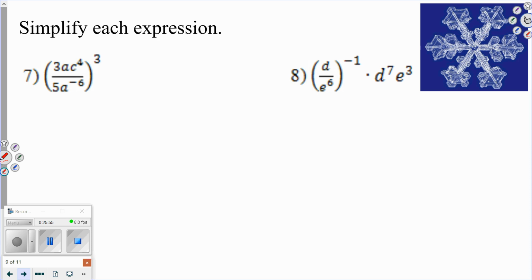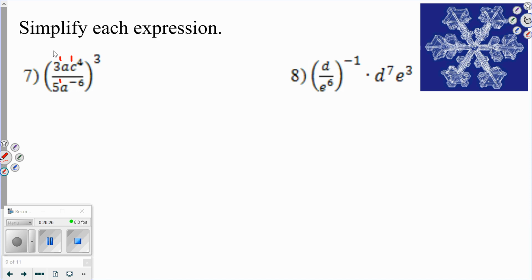All right, number 7. Have you noticed my steps on every problem, what I've asked you first? Do I need to distribute? I sure do. Do you have any unspoken ones? I have 3 of them. That's 3 to the first, a to the first, and a 5 to the first on the bottom. Again, write them in if you're unsure, okay? That way you don't forget to distribute.